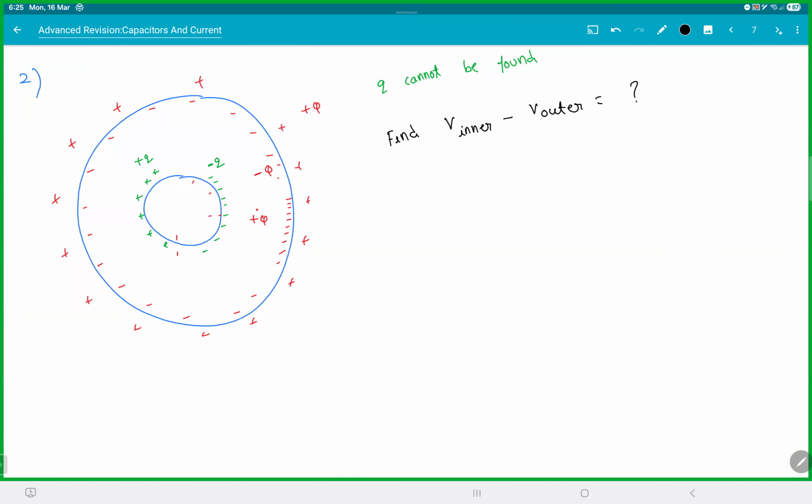Don't put yourself under pressure. Think comfortably for a minute about what to do. If the time gets over, that is okay. No rush. I have to go fast because I want to teach you a lot of different things. Take a minute, think. How do you find the potential on the inner shell?